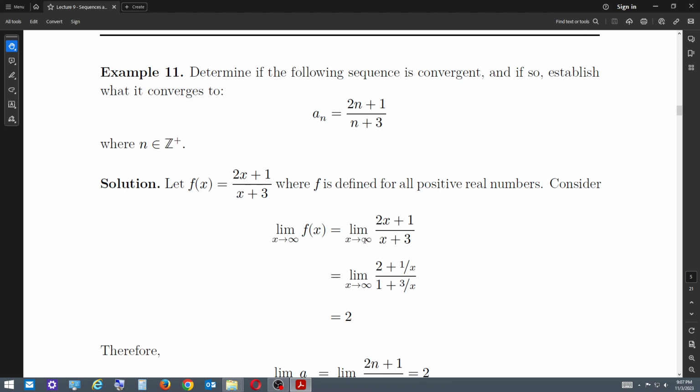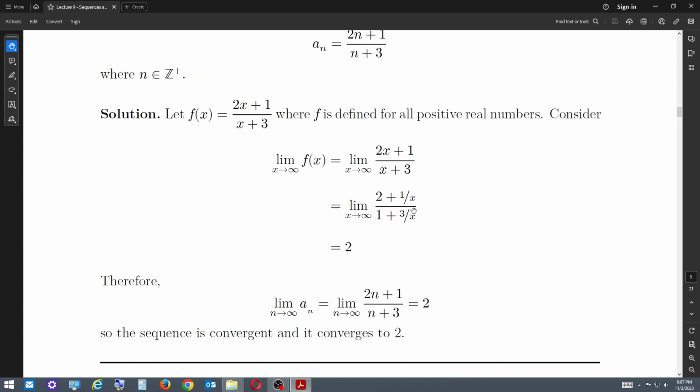Now remember, when x goes to plus or minus infinity and we have a fraction like this, we take the denominator, find the highest power of x, and divide everything by that power of x. So we divide everything by x in this case, and 1 over x and 3 over x will both go to 0 as x goes to infinity. So the answer is just 2 over 1, which is 2.